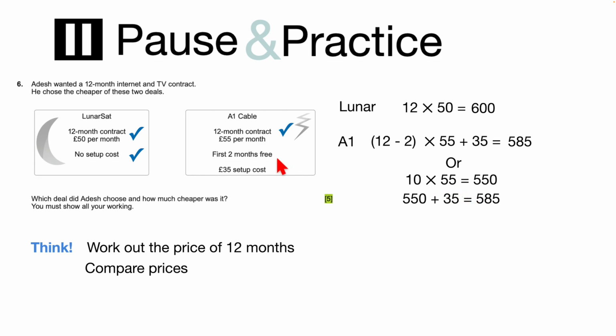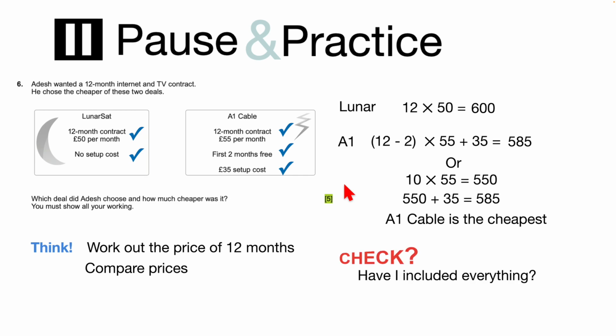But do make sure you include 55 a month, make sure you get your free 2 months, and make sure you include your costs. This is forgotten because people have raced on, having taken 2 from 12 and thinking they've done a good job. Make sure you include everything. And there, A1 is the cheapest, say £15. Have a little check. And my check is, have I included everything? It is so easy to miss something out. Yep.